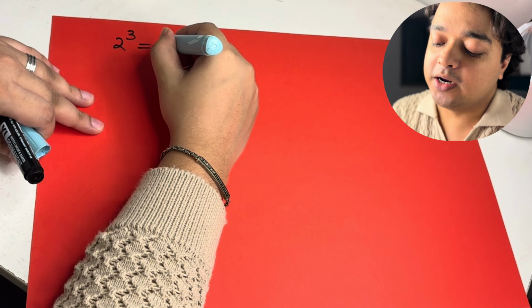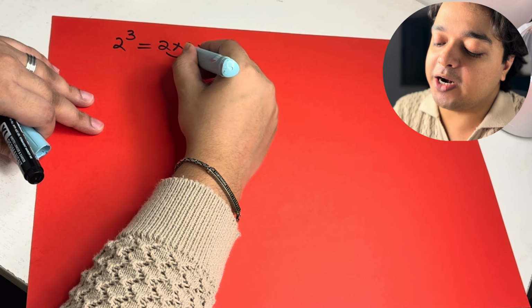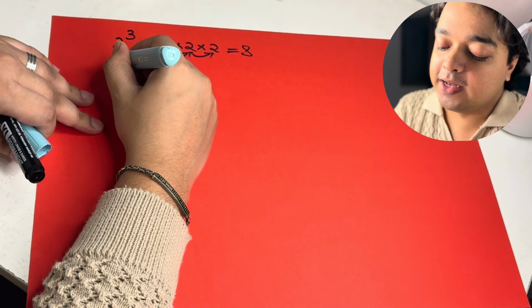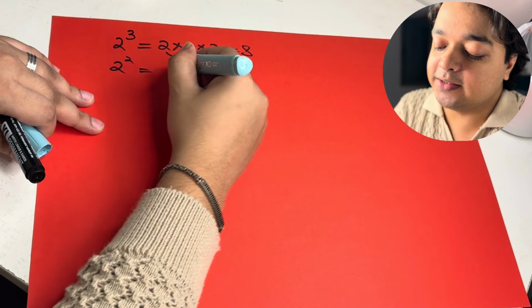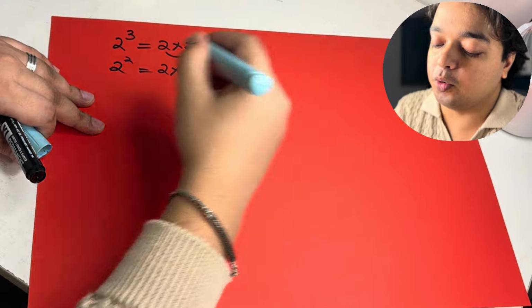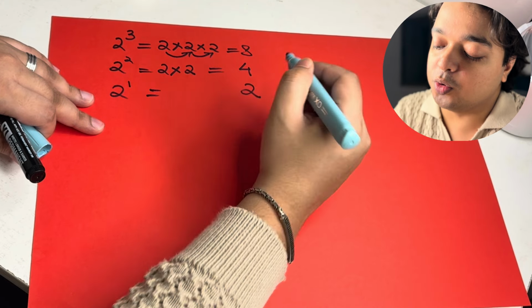What does it mean? 2 multiplied by 2 multiplied by 2. 2 multiplied by 2 equals 4. 4 multiplied by 2 equals 8. Now consider 2 squared. This equals 2 multiplied by 2 and this is equal to 4. Now let's consider 2 raised to the power 1. This is equal to 2 only.